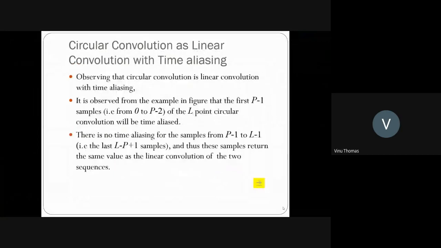So observing that circular convolution is linear convolution with time aliasing, it is observed from this example that the first P minus 1 samples, that is from 0 to P minus 2, of the L-point circular convolution sequence will be time aliased.